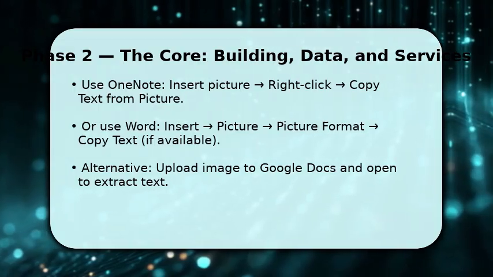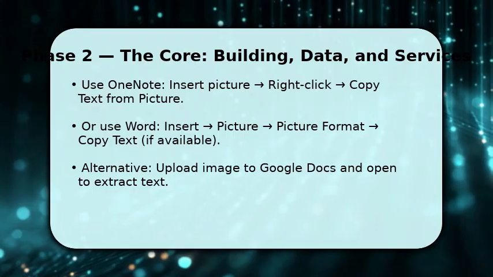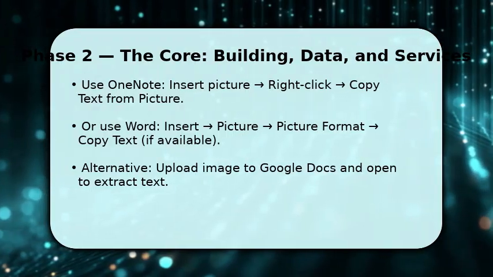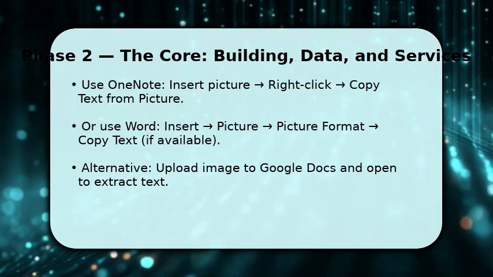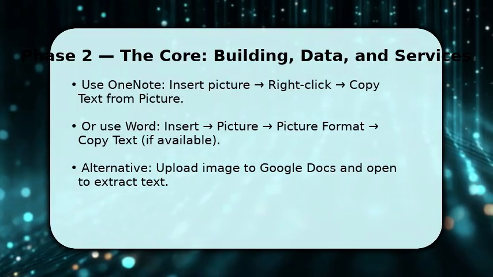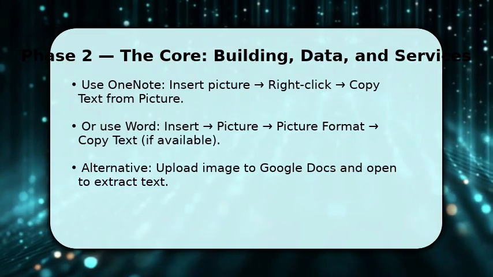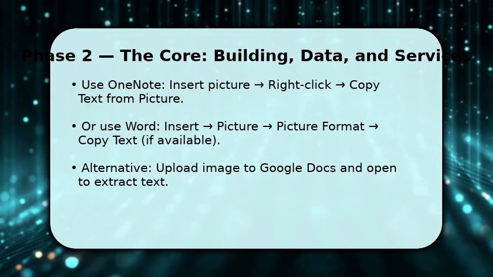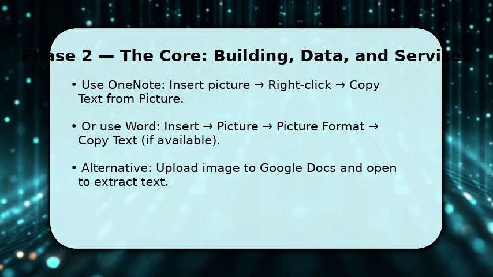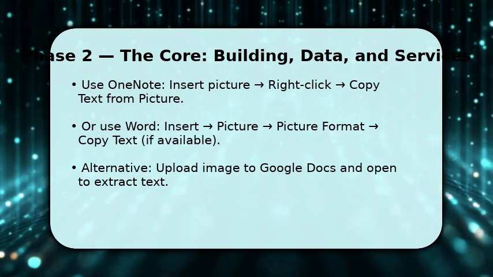If Word on your laptop offers image OCR, insert the picture, select it, and use the copy text or text from picture option. Alternatively, upload the image to Google Docs, open it, and let Docs convert the image into editable text. Make sure to select the entire extracted block before copying so you don't miss lines.